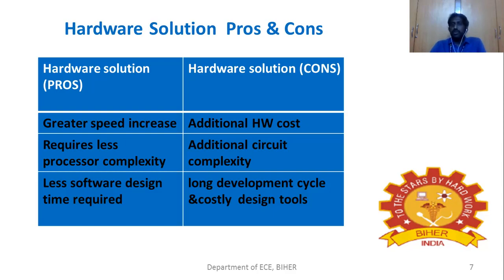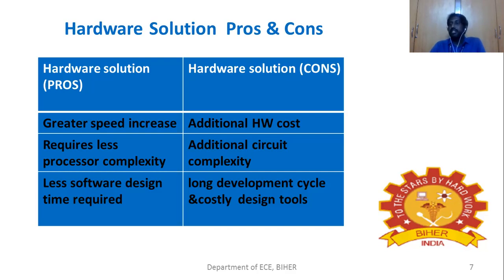And a hardware solution requires less processor complexity. And then a hardware solution requires less software design time. The reason is, we need to solve an issue with the help of hardware, so we need to concentrate less on software design. So these are the advantages of a hardware solution. Then what are the disadvantages of a hardware solution?